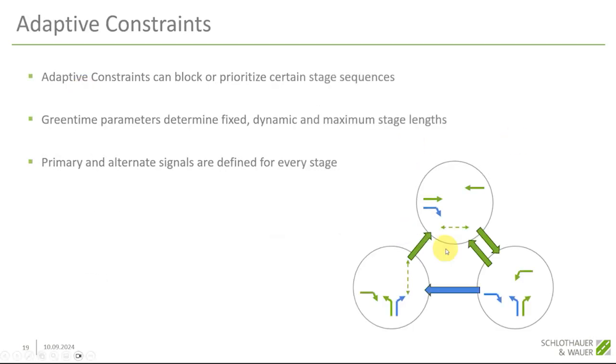So adaptive constraints, as you can see, now we also have colors for the certain stage transitions here. Green would be the standard stage transition from a certain stage. Blue would be something like an alternate. If there is a demand for this stage, we would go the blue way. Otherwise, we could go back to the other stage right away, stuff like that.